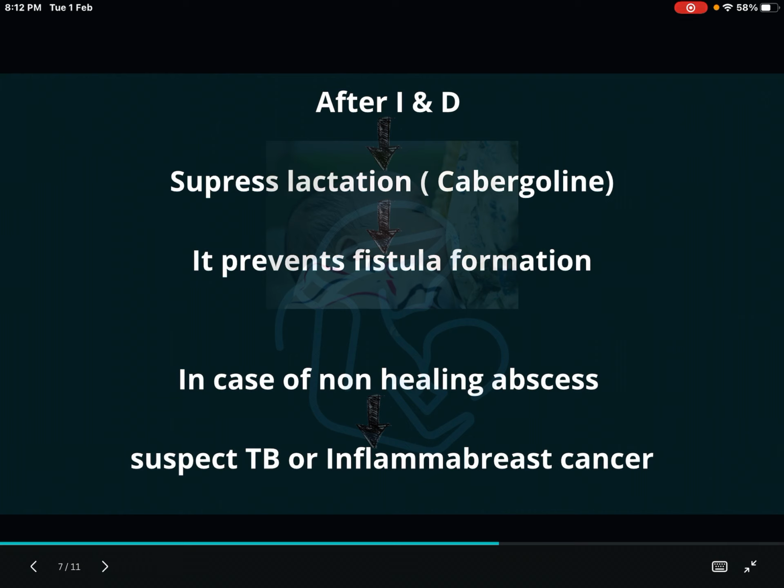And in case of non-healing abscess, we have to suspect TB. As it is an Indian population, we have to first suspect TB, or we have to suspect inflammatory breast cancer. Just forgive me about the spelling mistake here. So it is inflammatory breast cancer. So in case of non-healing abscess, you have to suspect either TB or inflammatory breast cancer. And after incision and drainage, you have to suppress the lactation by giving cabergoline, because otherwise fistula formation can occur.